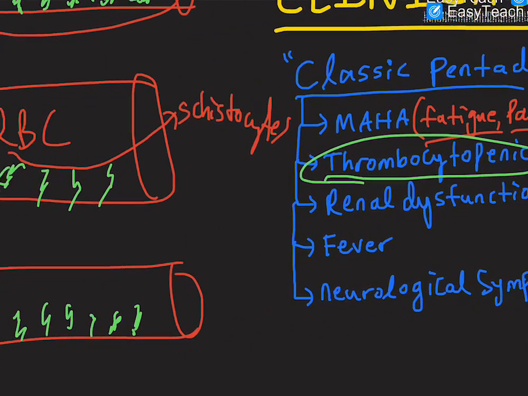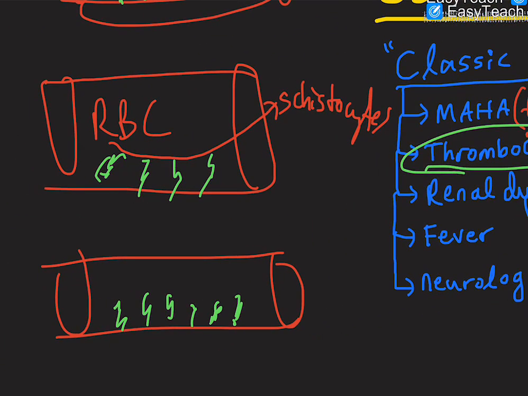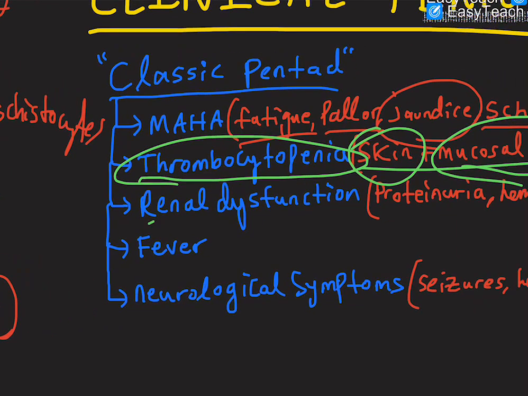Now we said most of these microthrombi and hemolysis are occurring in your small blood vessels supplying your kidneys and brain, and even the heart too. But for this, let's just remember kidneys and brain as our main organs. So if you're getting hemolysis of red blood cells in blood vessels supplying your kidneys and brain, then you can expect renal dysfunction and neurological dysfunction. So those two are also easy to remember.